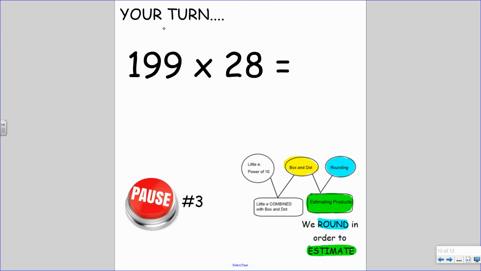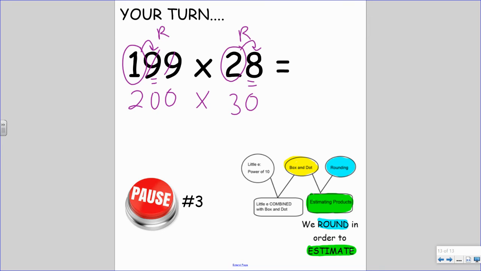All right, so we're going to round these two factors here so we can estimate the product. We know 199, we know that is close to 200, which should make sense to you. We also know that 28, when we round it to the nearest 10, that is close to or around 30. And what we've done is we've taken these ugly numbers, and by rounding them, we've simply made them into nice, neat, easy numbers, numbers that we can box and dot to estimate.